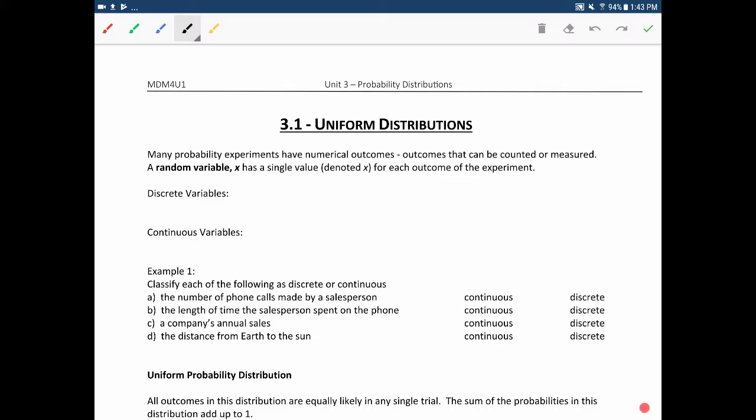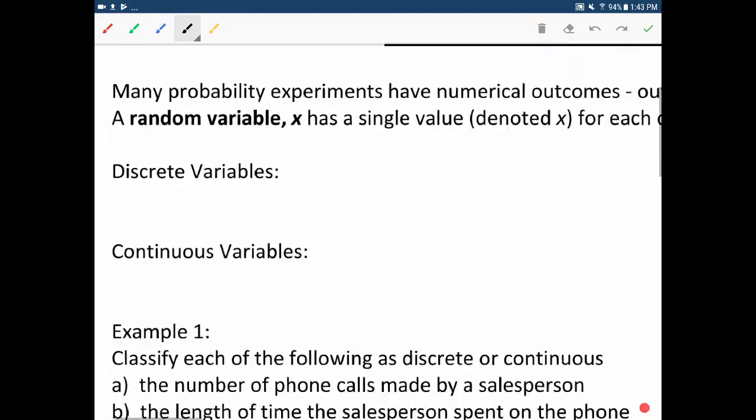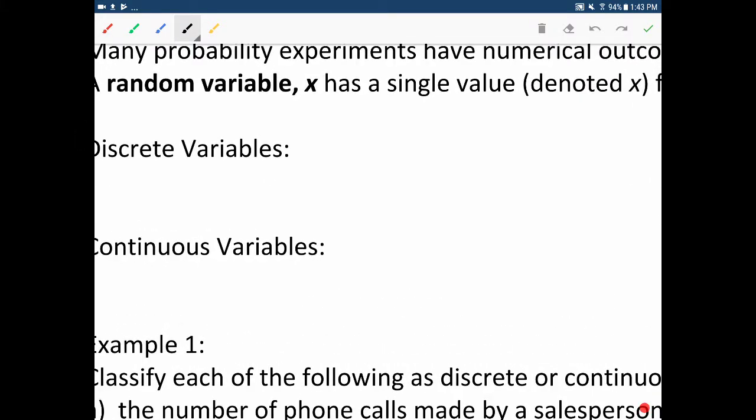First of all, we're looking at probability experiments that have numeric outcomes right now. In other words, these are outcomes that can be counted or measured. The outcome is just a number. There are two types of these, discrete and continuous. Discrete variables are numbers that have a finite amount, okay?